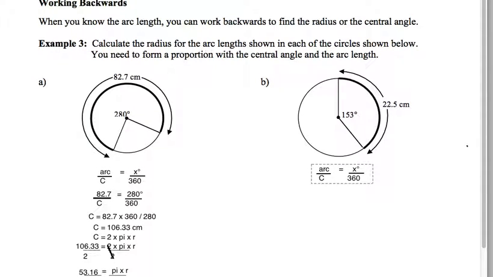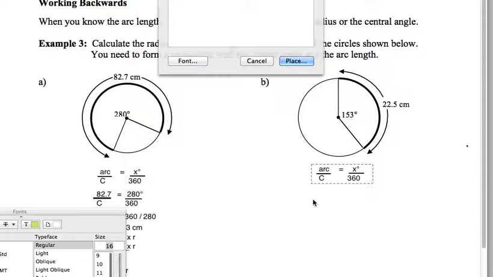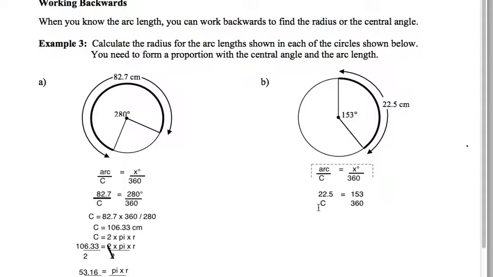Okay. And so then I say to myself, if arc over circumference equals x over 360, let me put in the numbers in spots where I know. I know that the arc is 22.5. I know that the central angle is 153. Let me put them in their spots. I've got 22.5 in the arc spot up top, and I've got 153 in the central angle spot. I don't know what the circumference is yet, so I still write C, and 360 is just plain old 360. It's very reliable. And I want to make sure to have some lines in there so that I see that I'm working with fractions.